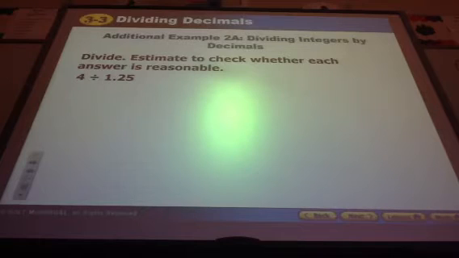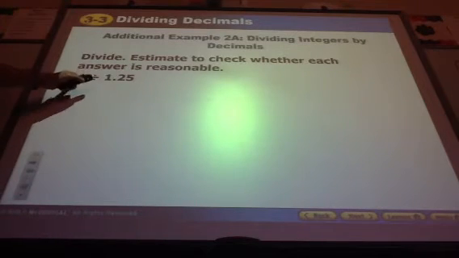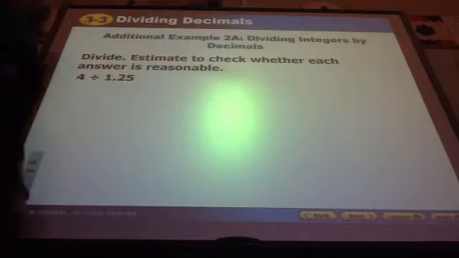Okay, so now you're going to divide and you're going to estimate to check whether your answer is reasonable. So pause your video and do this one on your own, 4 divided by 1.25, and then come back and check.